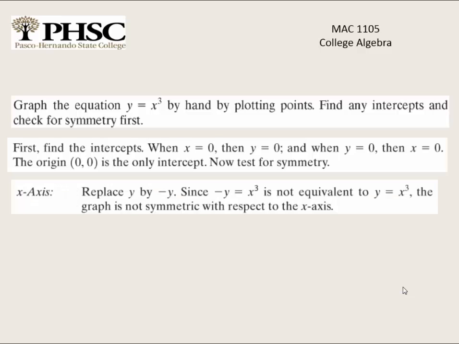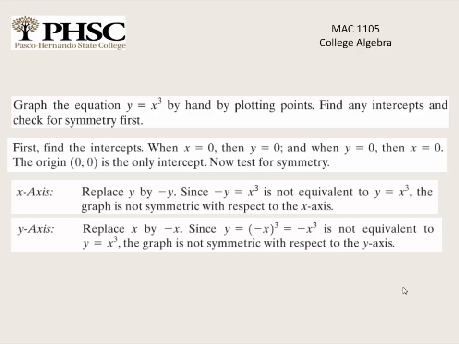For the x-axis, we replace y by negative y. Negative y equals x cubed is not equivalent to y equals x cubed, so it's not symmetric with respect to the x-axis. And then if we replace x by negative x, y equals negative x to the third power, which equals negative x to the third power. That is not equivalent to y equals x to the third power, so therefore it is not symmetric with respect to the y-axis.